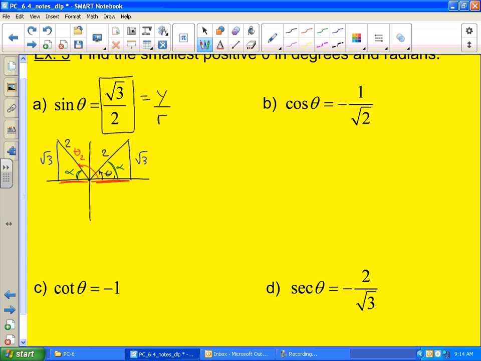Well, what we do is we look at our triangle. Let's concentrate on this triangle here on the left. It's the same one that's on the right, but we're going to pull it out. And I'm trying to find that. I know that's a √3, and I know that's a 2. So we've got to go back and think about our special right triangles.